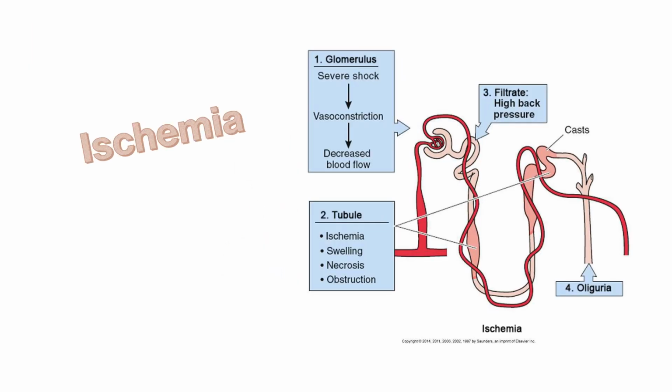I touched on ischemia. Ischemia means when the tissues are not getting the proper amount of oxygen. So if the kidneys are not getting blood flow, they're not going to stay alive. So if the person is bleeding out, then they're not going to get the blood flow that it needs to survive.